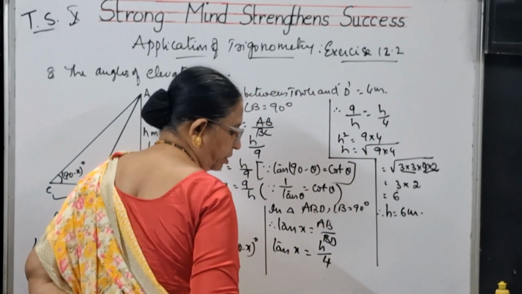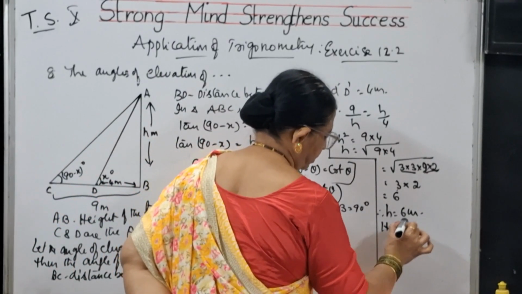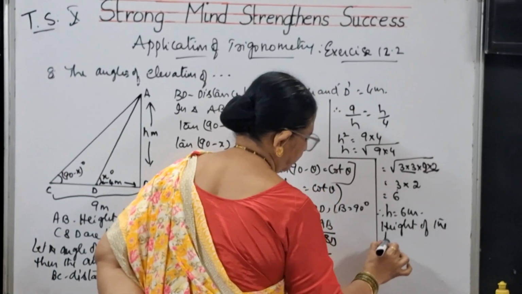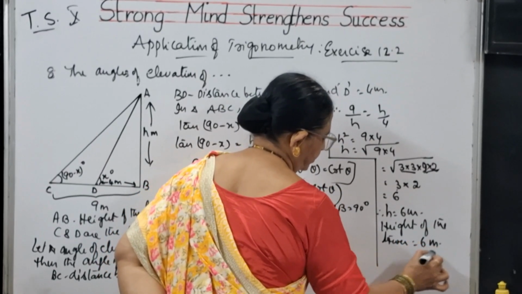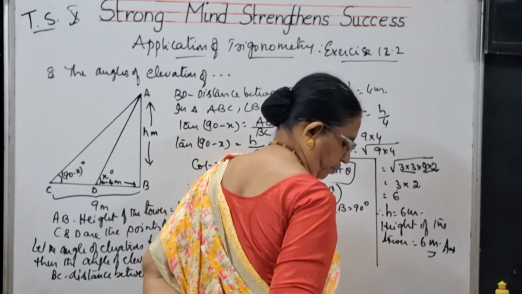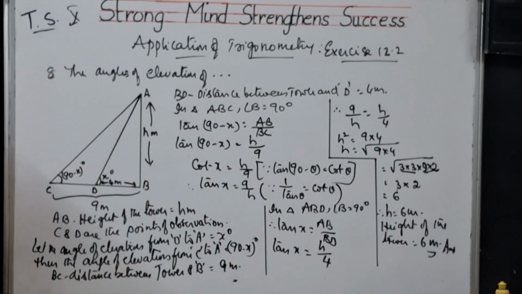What is the problem? Height of the tower. So, height of the tower is equal to 6 meters is the answer. This is the 8th sum, children. Note it down.